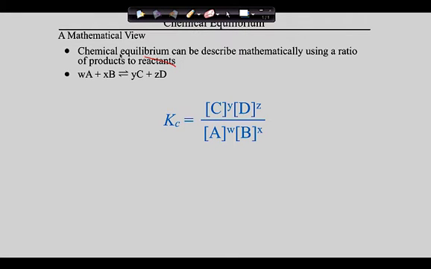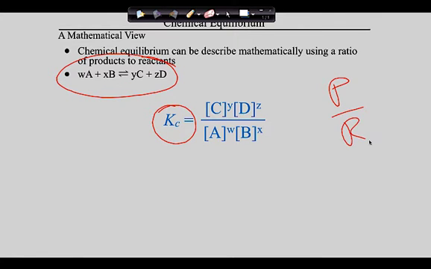So guys, what we said is this. If we've got a balanced equation where we've got reactants and products, we can write a Kc value. And a Kc value is a product to reactant ratio, that is, the ratio of concentrations at equilibrium raised to exponents, and the exponents are the coefficients from the balanced equation.